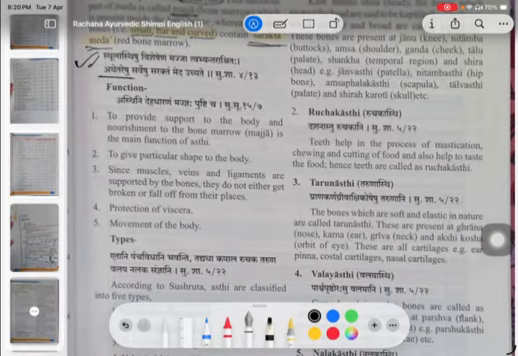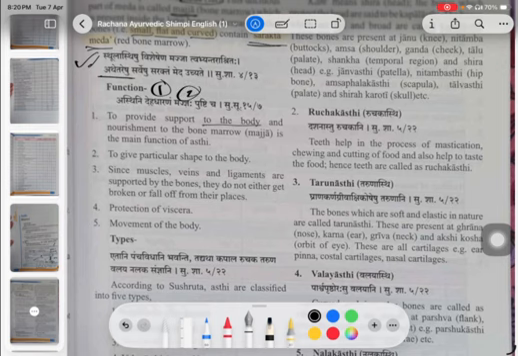The function of Asthi: Asthini, Deh Dharanam, Majjagya Pushti cha. It has two functions. The first function is Deh Dharan. It provides support to the body. The second function is Majja Pushti, it provides nourishment to the bone marrow because it forms the essence of bone marrow, right? It also gives a particular shape to the body by forming the skeleton. Since muscles get attached to the bones, veins and ligaments are supported by the bones. They do not either get broken or fall from their places. So all the body structure is due to the asthi.